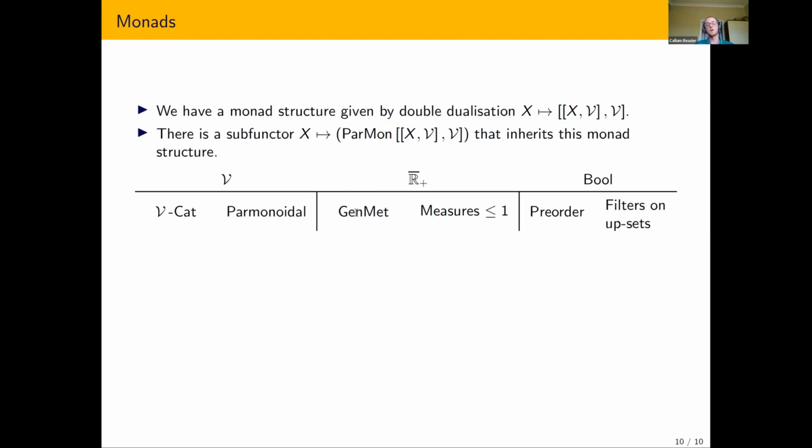And in examples, these examples aren't particularly enlightening, but if we look at R plus bar, this gives you some kind of generalized metric space. And if you plug in a normal metric space, you'll get measures less than or equal to 1 with Earth mover's distance. If we enrich over true and false, you get preorders. And on these preorders, you get a monad which gives you filters on the upwards closed sets. And like I said, that's not particularly enlightening.